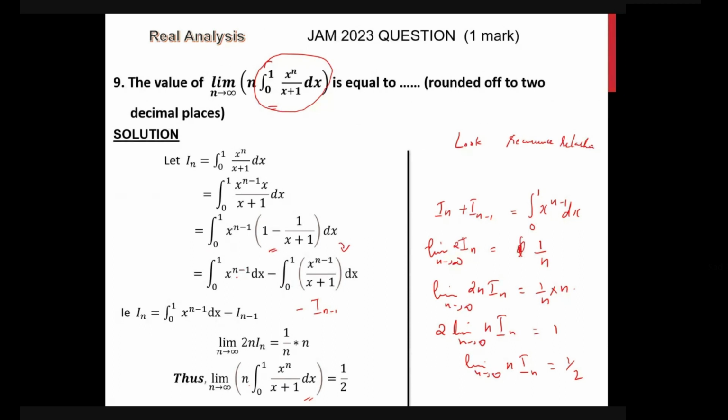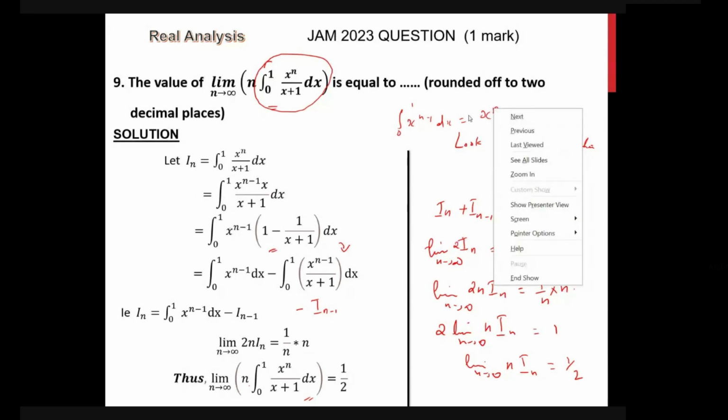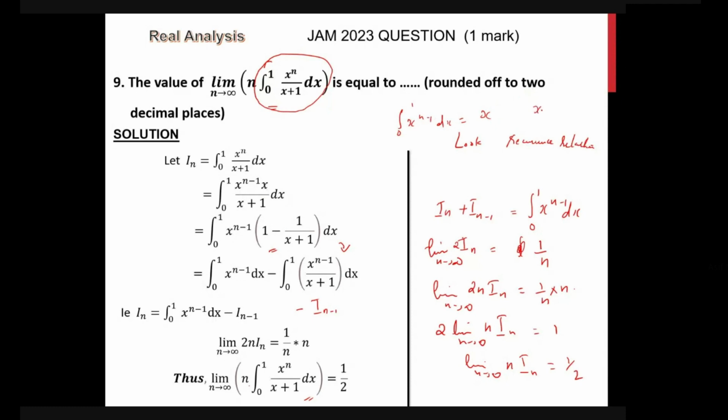1 by n. Oh, so that is integral 0 to 1 x raised to n minus 1 dx. If you are integrating this, we know the integral of x raised to n is x raised to n plus 1 by n plus 1. So here x raised to n minus 1 is there, so we get x raised to n by n, from 0 to 1. If you apply the limits, you will get 1 by n, right? So that is the integral of 0 to 1 x raised to n minus 1 dx.